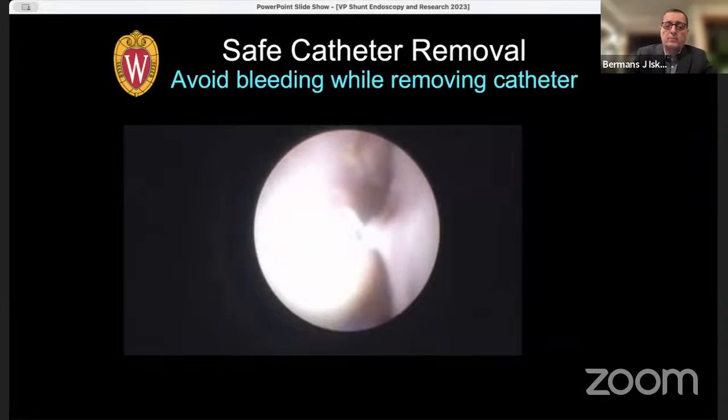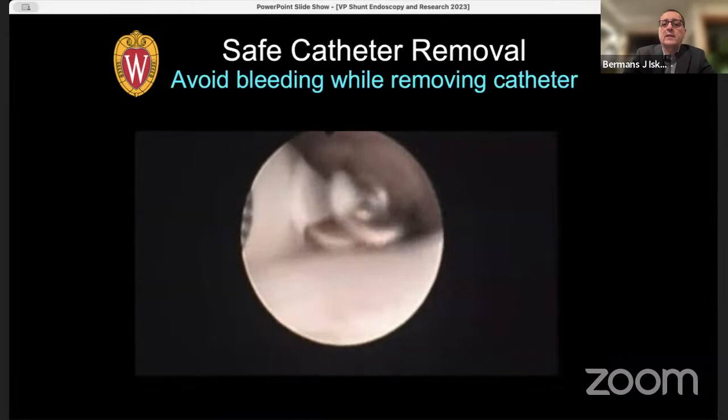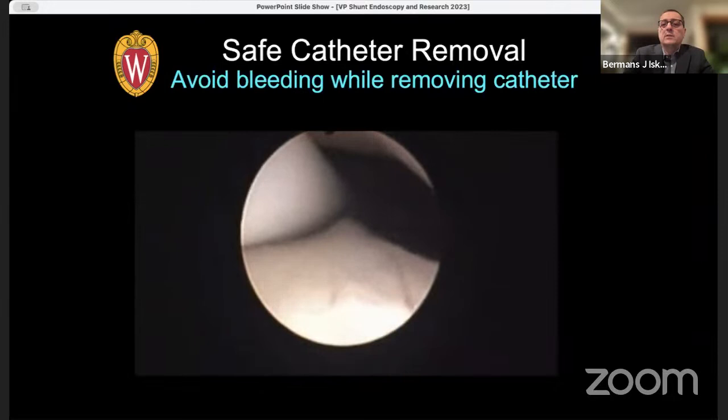This is endoscopy outside the catheter, so that if there is something attached on the outside, it can be removed safely. We don't have to make a new track to get the catheter into the shunt system, and it's not blind. We know exactly where we're going.